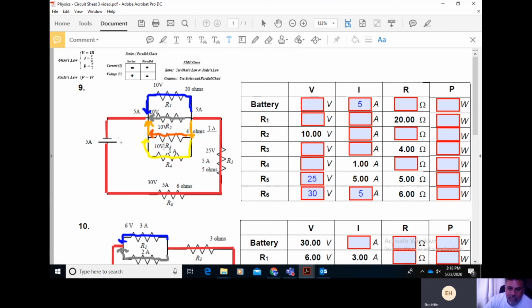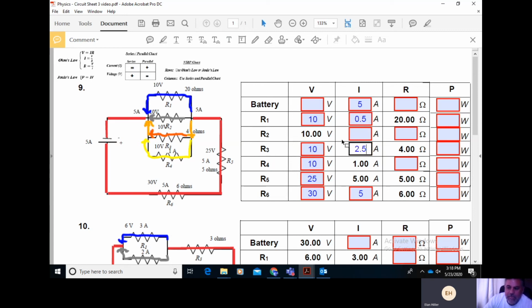Voltage in parallel is the same, so I could fill out a lot. 10 volts, 10 volts, 10 volts. And that opened up quite a bit already. I can use Ohm's law to find current through resistor 1. Current is voltage divided by resistance. So 10 volts divided by 20 ohms is half an amp. Resistor 3, 10 volts divided by 4 ohms is 2.5 amps.